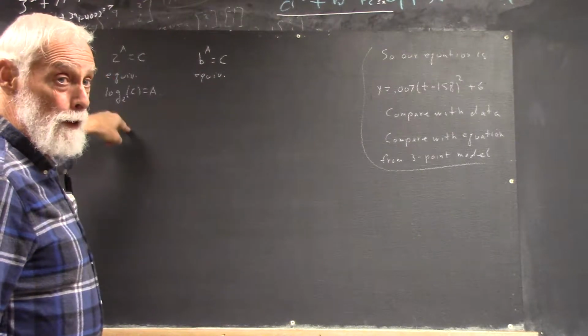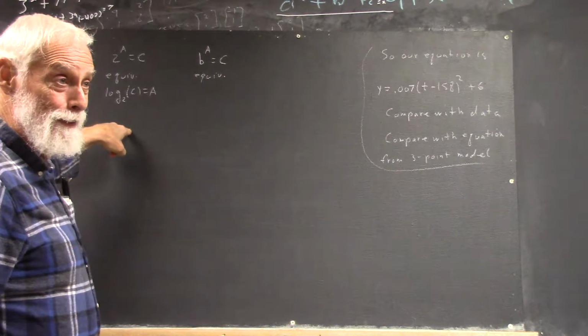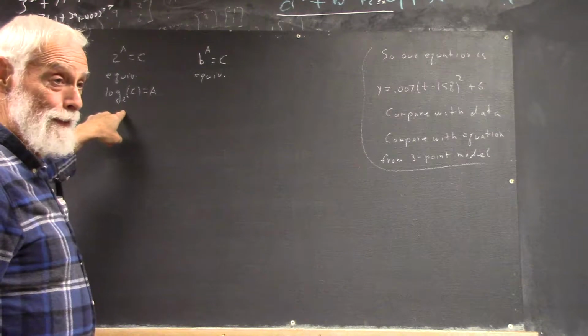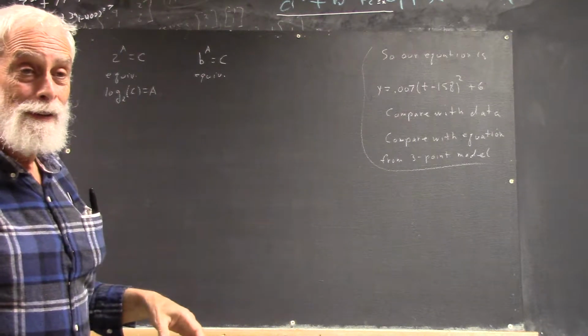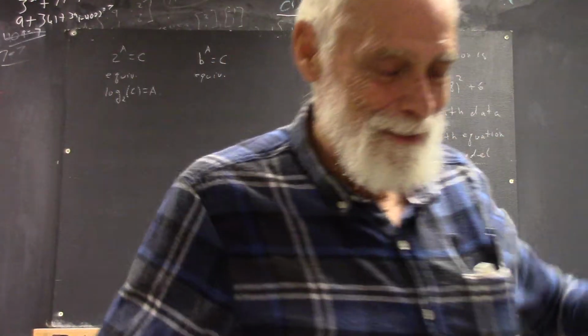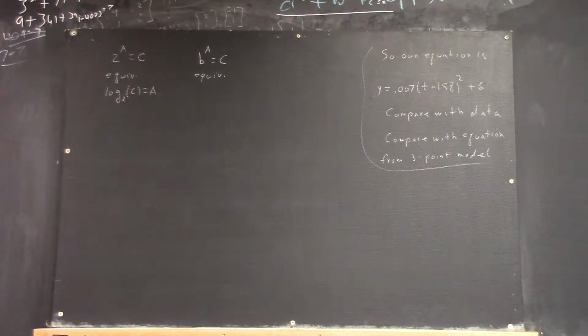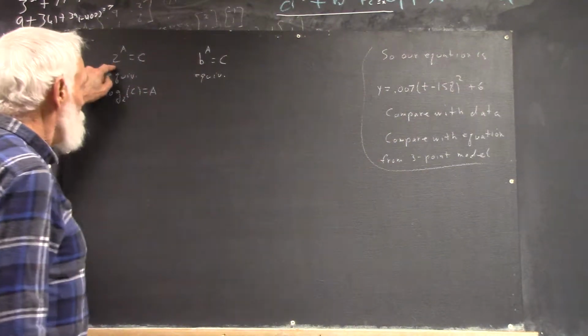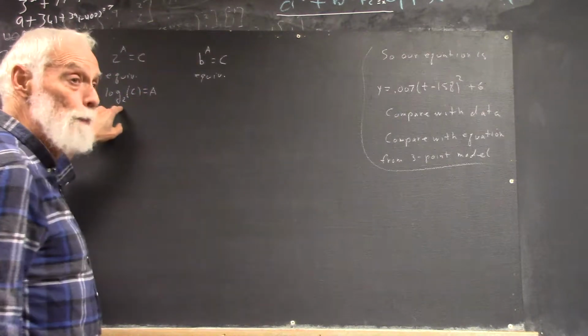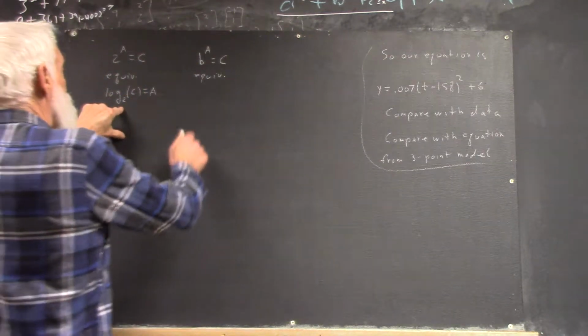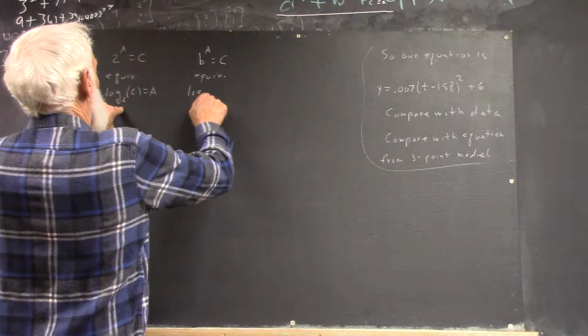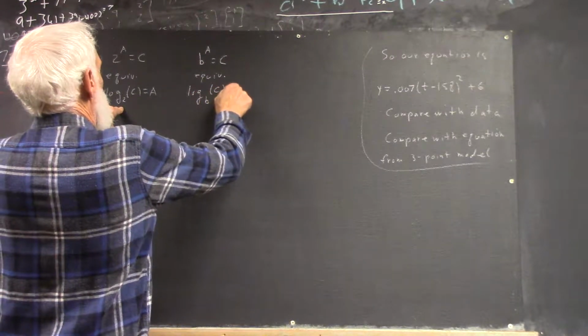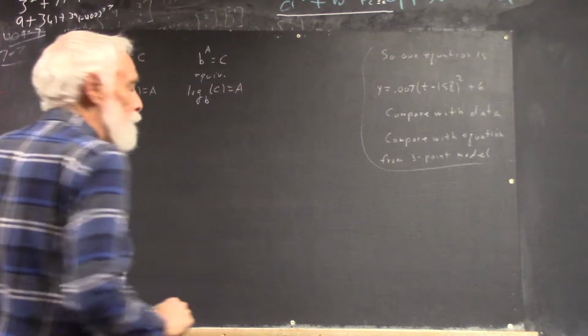Well, what do you think we're going to do with this? Log base B of C equals A. I'm sorry, again, batteries are dead. And you're going to say it right. We're going to replace 2 by B, we're going to replace 2 by B. Okay?